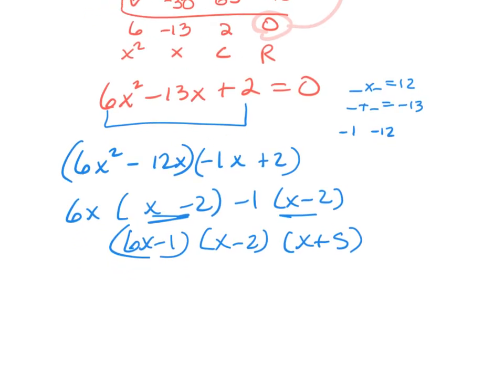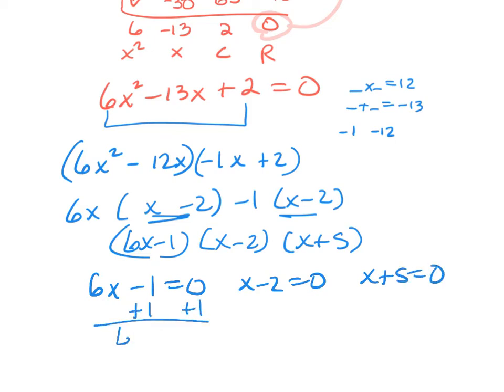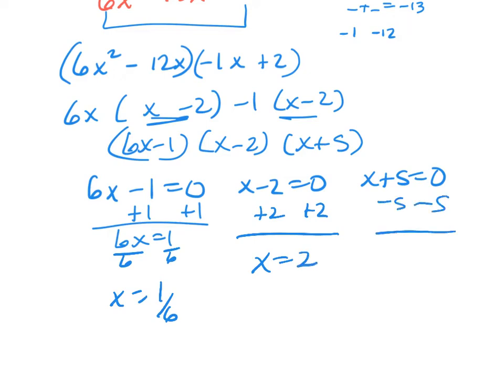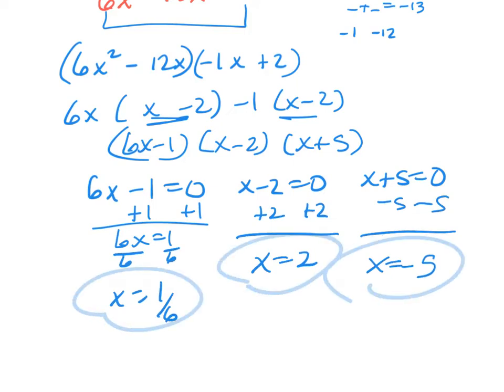Set them equal to 0. All right, x minus 2 equals 0. X plus 5 equals 0. Add 1. Divide. My first 0 is at 1/6. X equals 2. And then x equals negative 5. And those are your 3 zeros.